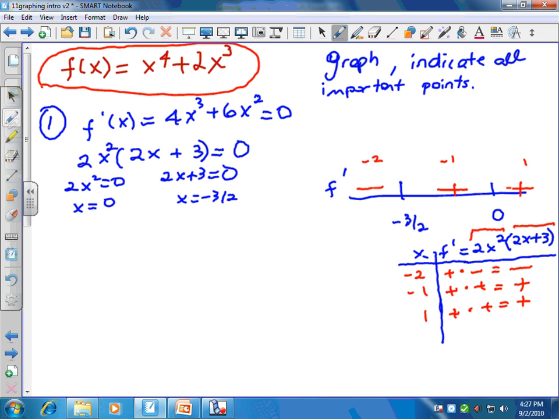And based on the f prime chart, if f prime is negative, the graph is decreasing, right? If f prime is positive, which it is for the rest of the region, the graph should be rising. So we have a very rough graph right now that it will be falling up to -3/2 and rising afterwards. What do we need to do next? What does our step number 2 tell us? Check out with your handout.